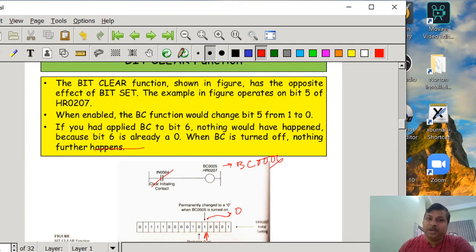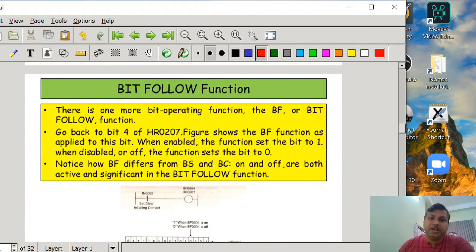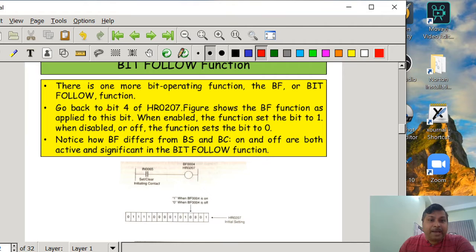Okay, so this is the way the bit clear function works. Now, very interesting is the bit follow function. There is one more bit operating function, the BF or bit follow function. What is that? Now go back to bit 4 of HR207. The figure shows the BF function as applied to this bit.